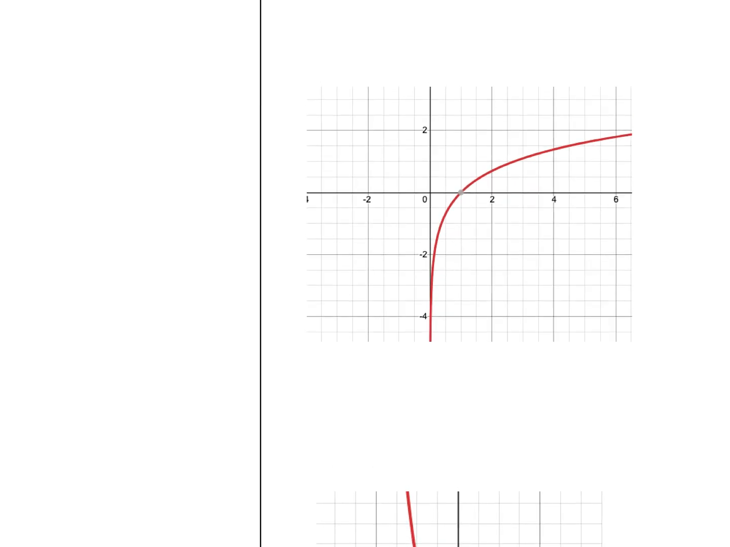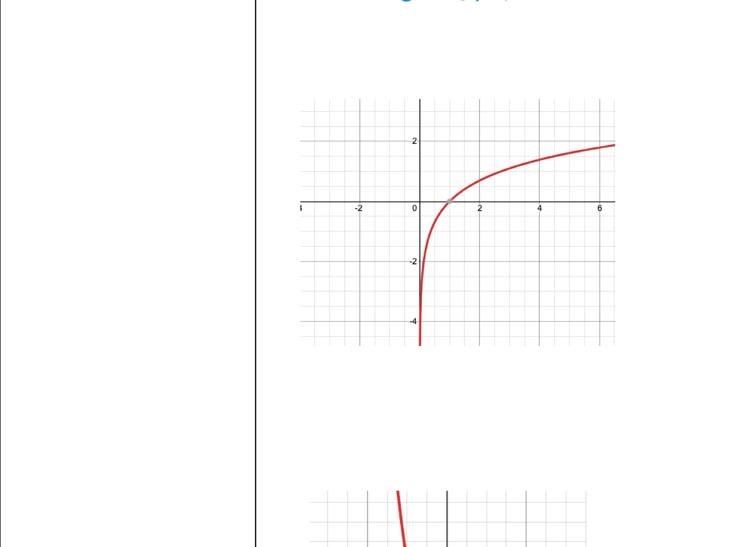All right, this one, Cadence, what you got? Log. Log, good deal. This one is a log.